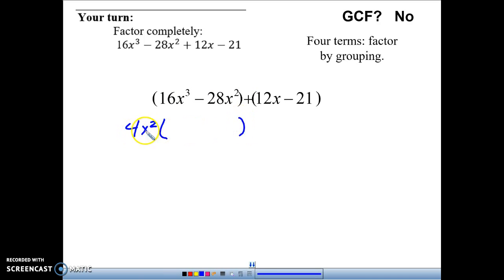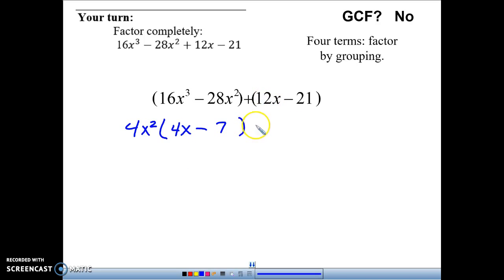Okay, so 4x squared multiplied by what gives you 16x to the 3rd? It's got to be 4x. Bring down the minus sign. 4x squared multiplied by what gives you 28x squared? Yeah, that's going to be a 7.